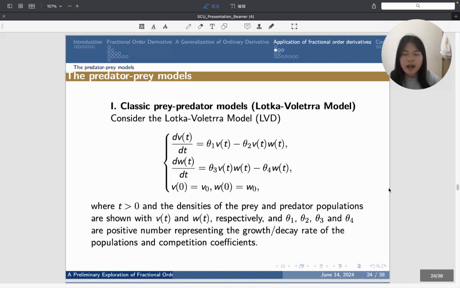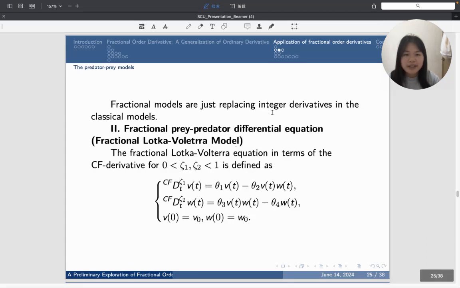As we mentioned before, I choose to apply it in the predator-prey model, which is a very famous model also called the LV model. In this model, the time variable t is greater than 0, and v(t) and w(t) represent the densities of the prey and predator populations. Now we just replace the integer derivatives with fractional ones. It becomes a fractional model, called the fractional LV model.